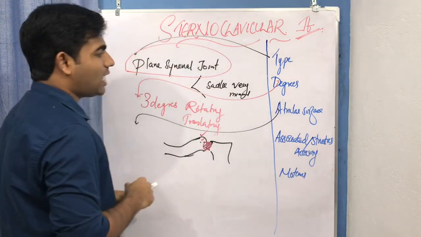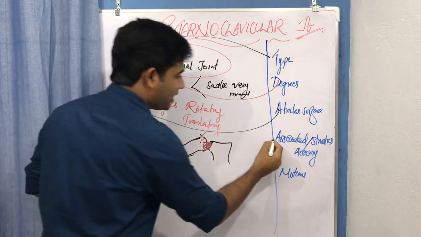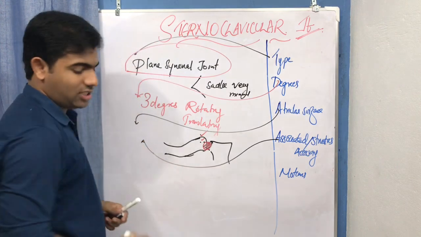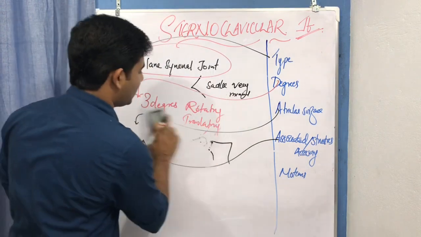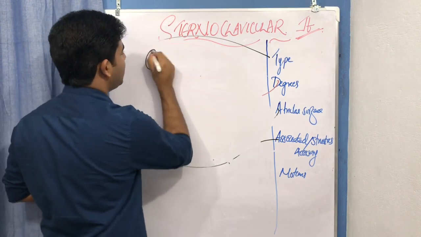Now, we saw the articular surface. Now we need to understand what the associated structures are. One is the disc.